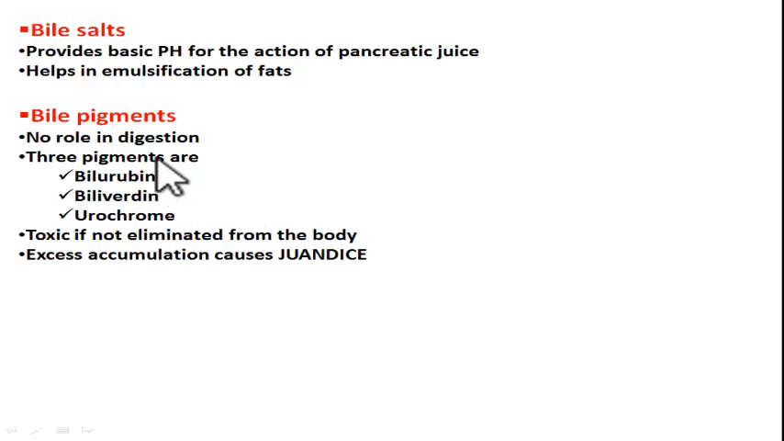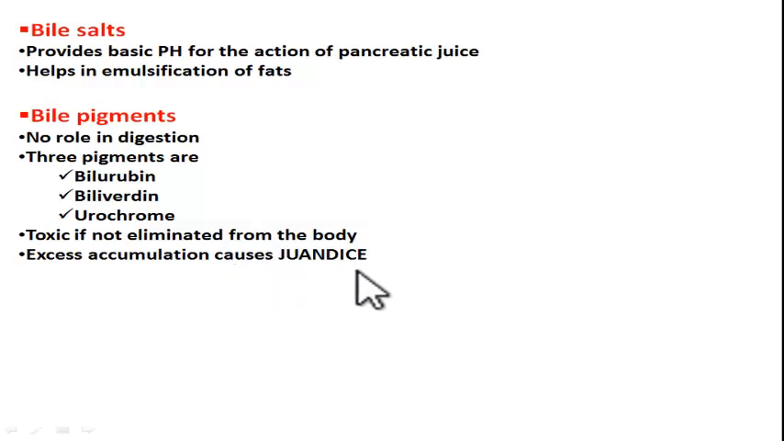That is due to the presence of bilirubin and biliverdin. Actually, students, these are toxic, so they have to be eliminated from the body. They get eliminated through urine and feces. So if they get accumulated in our blood, we get a condition called jaundice.